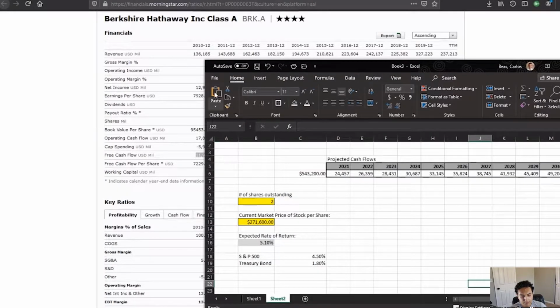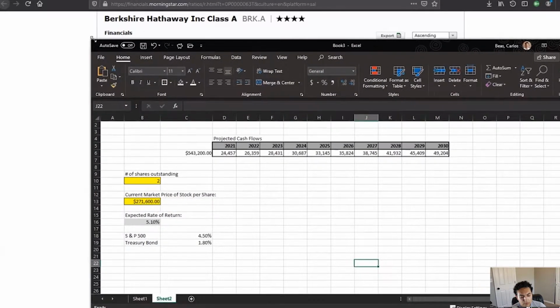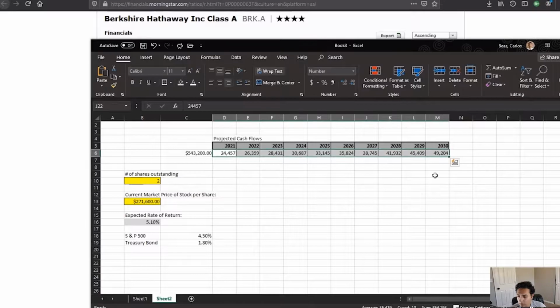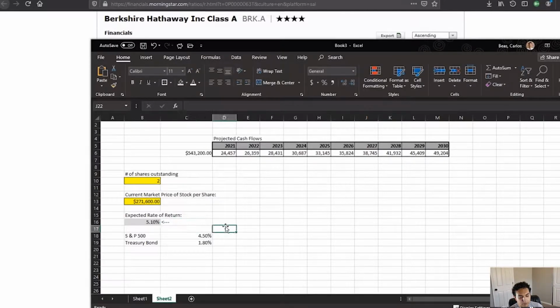So I put together a nice little spreadsheet here. I'm coming up with the projected cash flows for the next 10 years, which I'm showing, and I'm coming up with the price today for the business. So this is again the number of shares outstanding and the price of stock per share. Once I input all of this data into my calculation, I come up with a rate of return of 5.1%. Now, once I come up with this, this is interesting.